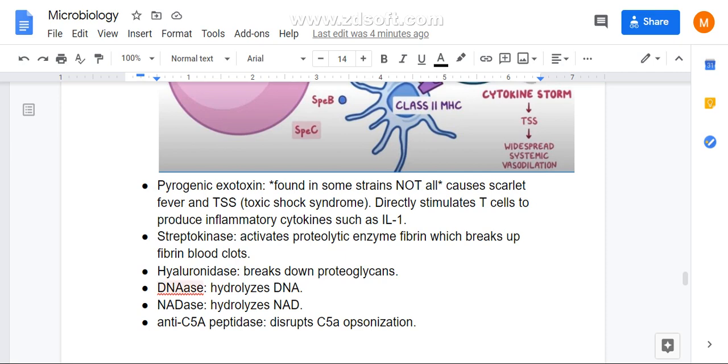You have an enzyme, DNase, which hydrolyzes DNA. NADase hydrolyzes NAD. And you also have an enzyme, anti-C5a peptidase, which disrupts the complement C5a. And by disrupting C5a, you end up disrupting opsonization. So that's another way for strep pyogenes to escape phagocytosis.